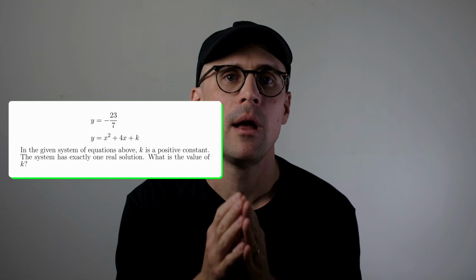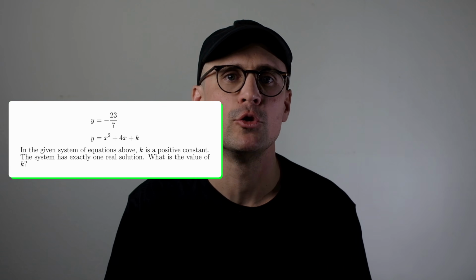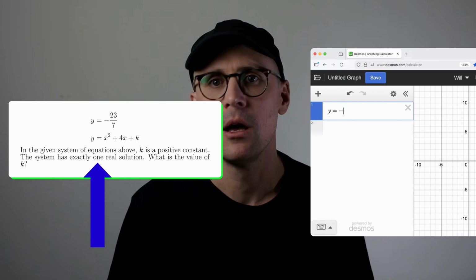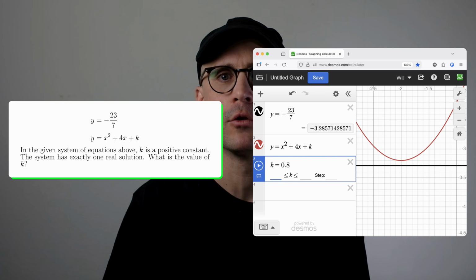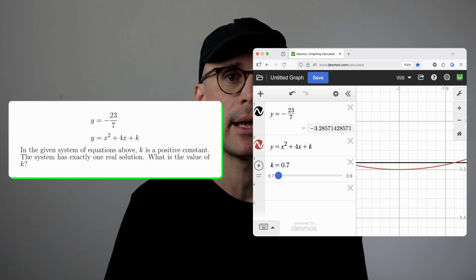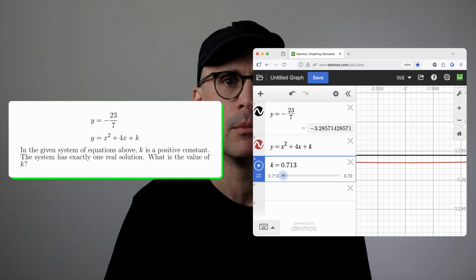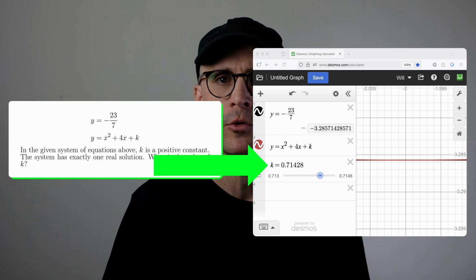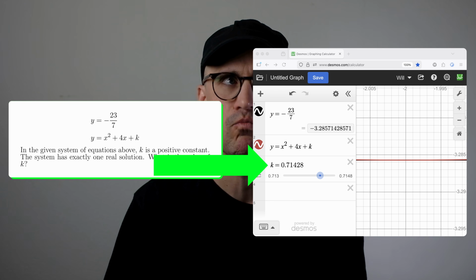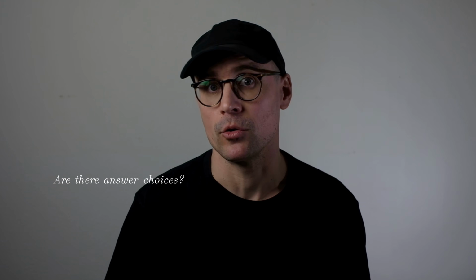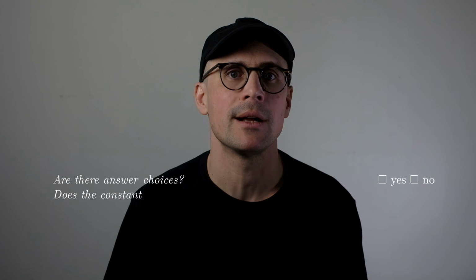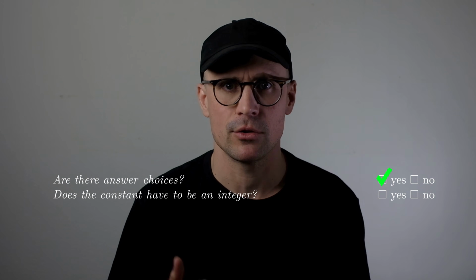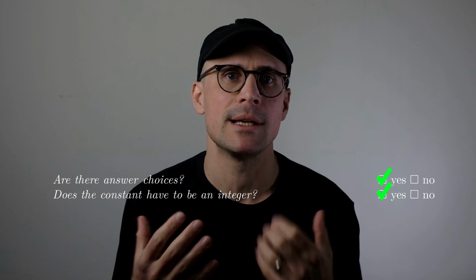In this problem, finding the exact spot at which the two curves just touch is tricky. Notice how annoying it is to get the curves closer and closer together. We can adjust the slider's bounds, narrowing the gap between minimum and maximum, and eventually we'll get to the right answer. But clearly this approach on this particular question is not good. So how do you know when the slider will work well? Ask yourself two quick questions. One, are there answer choices? And two, does the constant have to be an integer? If you answered yes to both of these, the slider is a solid approach.